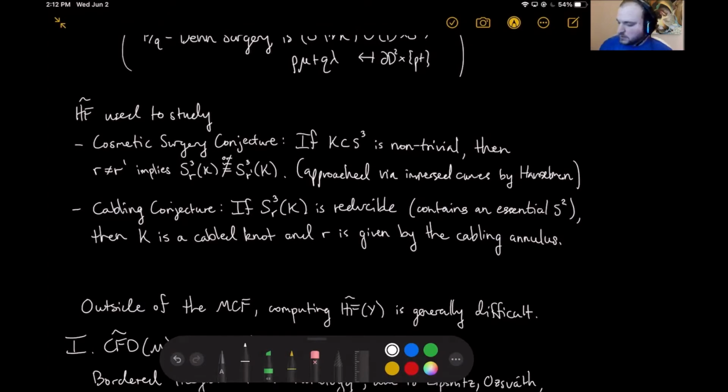The cabling conjecture asks when surgery on a knot is reducible, or contains an essential 2-sphere by which you could then split the pieces. The conjecture asserts that this is possible only if K is a cable knot and the surgery slope is given by a specific integer related to that cable. This has been approached using Floer homology, by the mapping cone formula that I mentioned earlier, by Jen Hom, Ty Lidman, and Nick Zufelt.